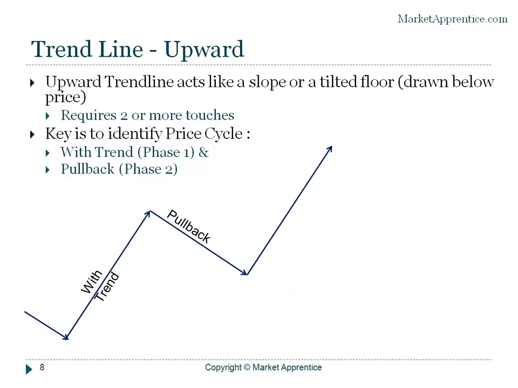Here is a quick example of price cycling up and down. As you can see, we have 2 pivot lows. This is the first pivot low and the second pivot low. Now that we have 2 pivot lows, we can draw a trend line, and this trend line is valid.